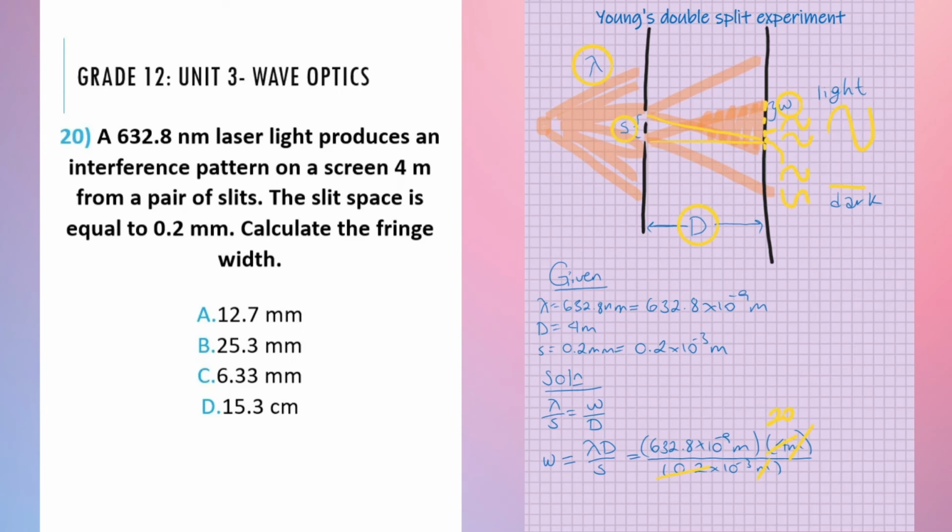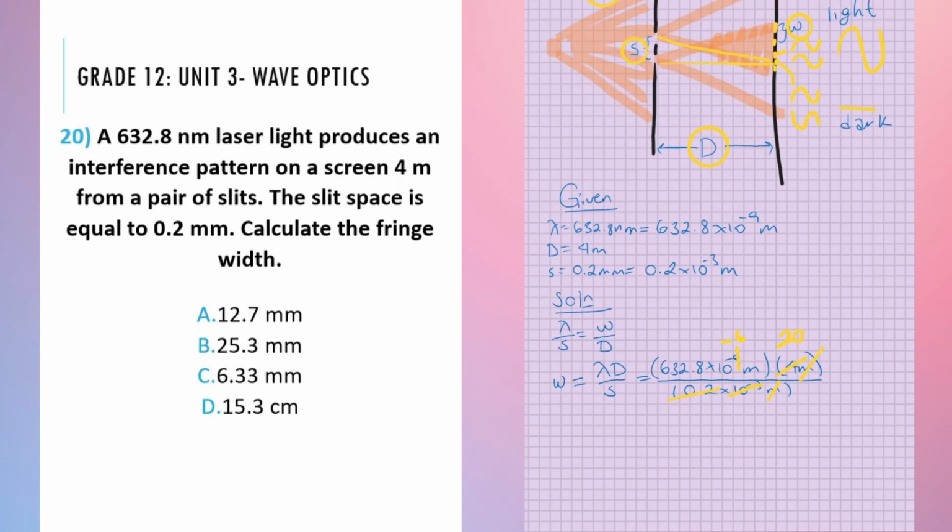We can cancel out 10 to the power of -3. This changes the -9 to -6. So all we have left to do is to multiply 632.8 by 20. Let us move the screen down a bit so we can see that the fringe width will be equal to 12,656 times 10 to the power of -6. We still have this meter here, so we say 10 to the power of -6 meters.